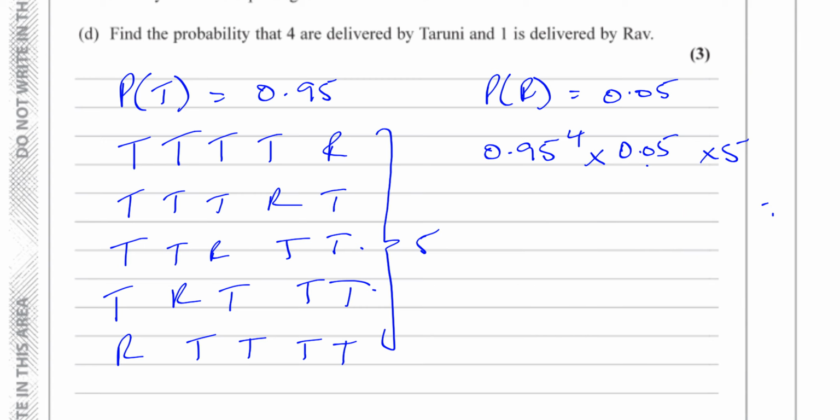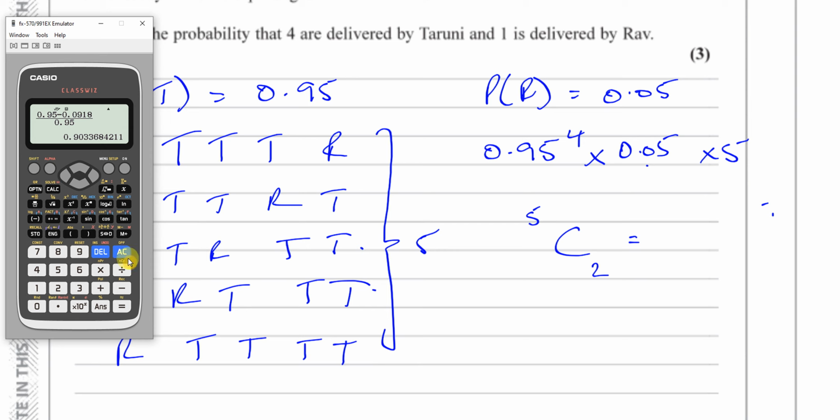So for example, supposing it said, find the probability that 2 are delivered by Taruni and 3 by Rav. You would have 5 being delivered altogether, and you want to see that 2 of them are delivered by Rav. And your calculator will give you the answer. You've got the nCr button, which is this button over here. So what we did was 5C1.